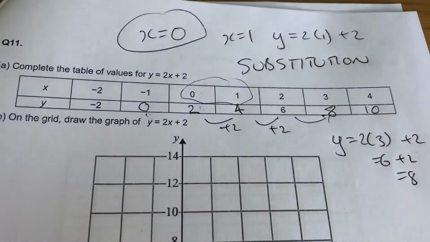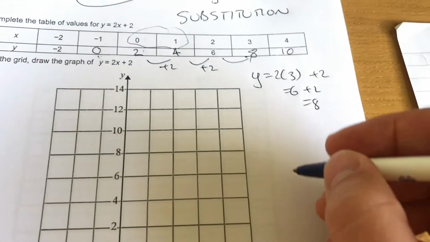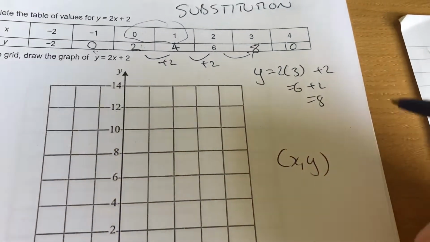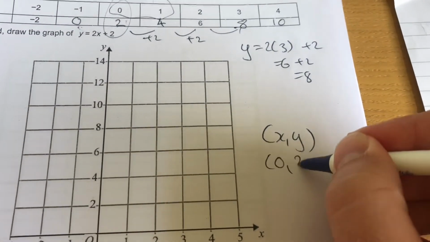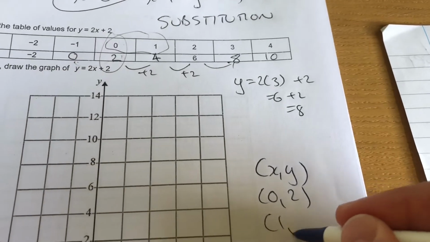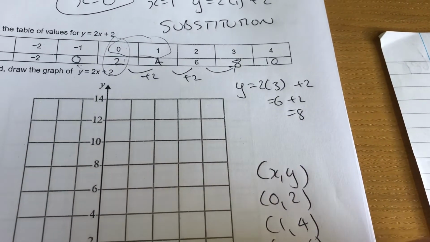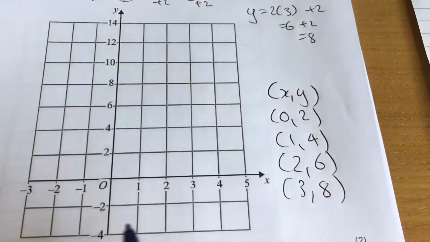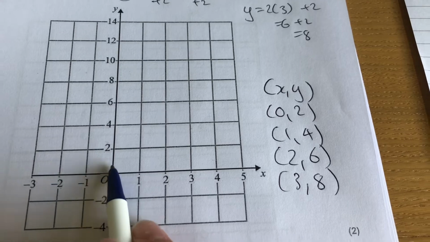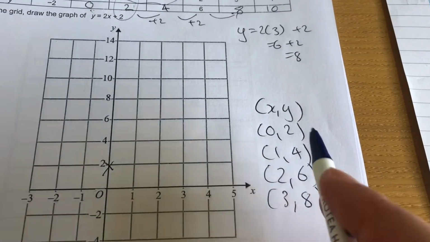And if you're not sure how to plot, you could leave it and move on to another question. But now if you do know how to plot, remember, always plot x and y. And each of these is now a coordinate pair. So you've now got 0, 2, 1, 4, 2, 6, 3, 8, and so on. So start with those. 0 on the x-axis, 2 on the y, 1 on the x-axis, 4 on the y.